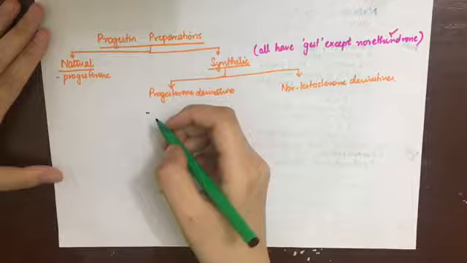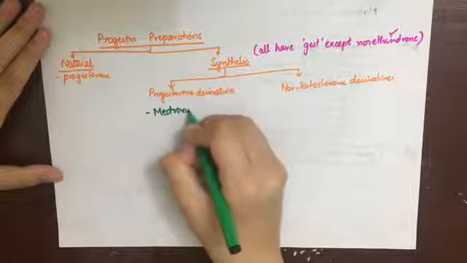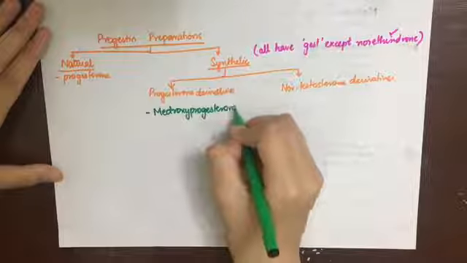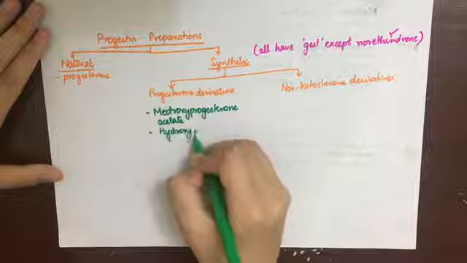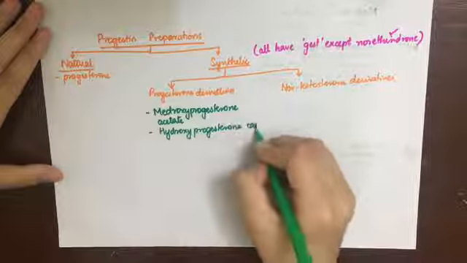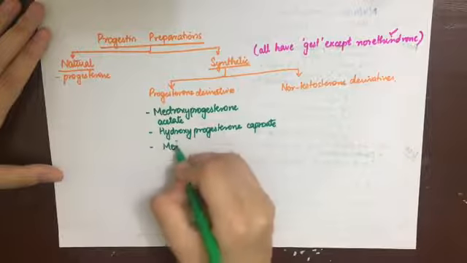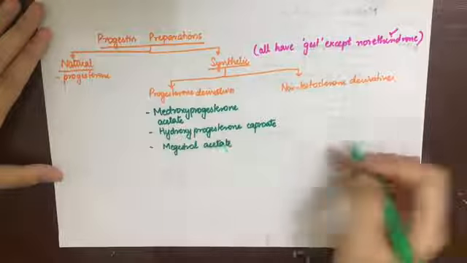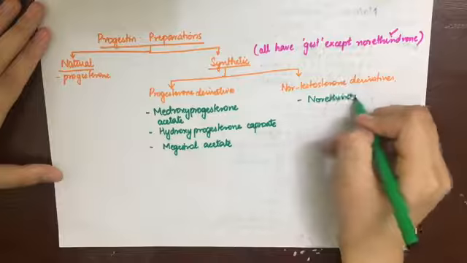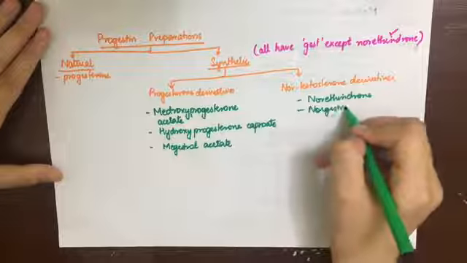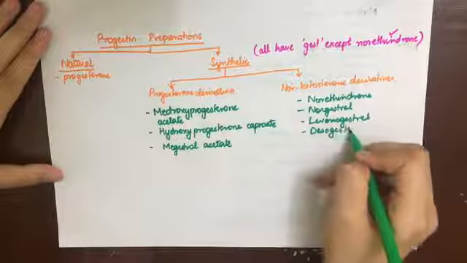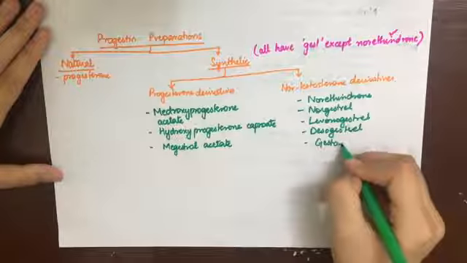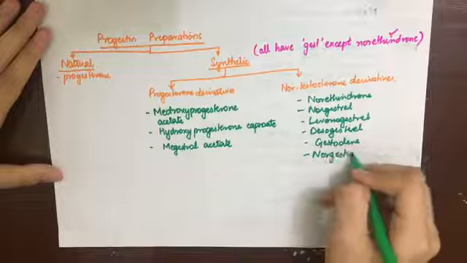The synthetic progesterone derivatives include medroxyprogesterone acetate, hydroxyprogesterone caproate, and megestrol acetate. The non-nortestosterone derivatives include norethindrone, norgestrel, levonorgestrel, desogestrel, gestodene, and norgestimate.